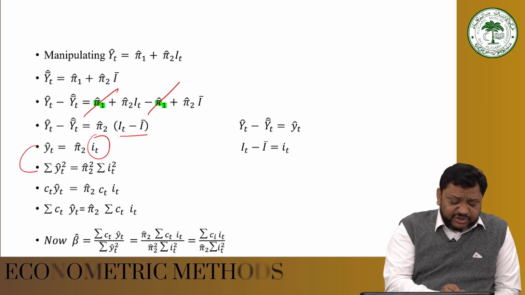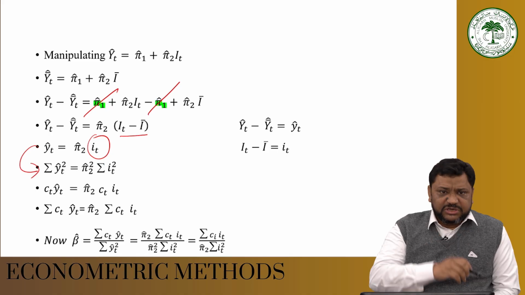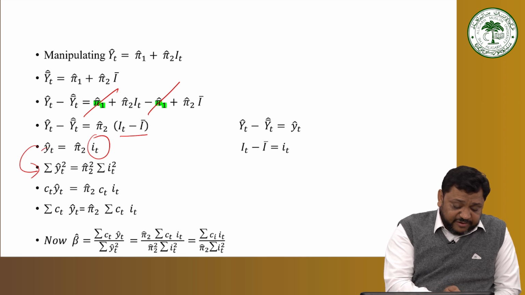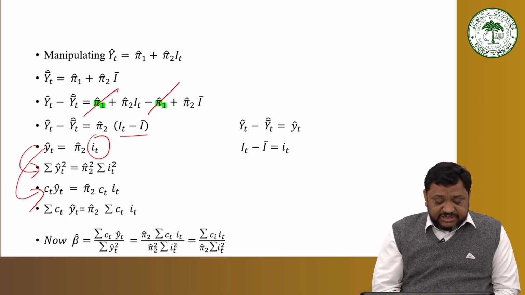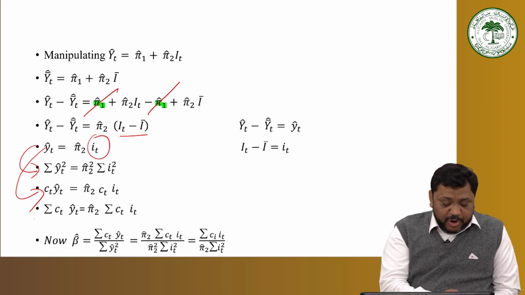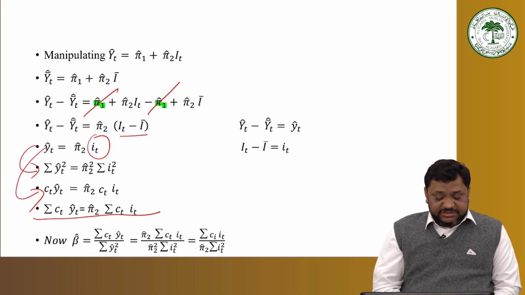Now from this equation we derive two things. We first take the square and do the summation. Summation YT hat square is equal to pi2 hat square summation it square. And this YT hat we can also multiply with CT. So CT YT hat is equal to pi2 hat CT it. Now we take the summation. Upon taking summation of this term, we get summation CT YT hat is equal to pi2 hat summation CT it.